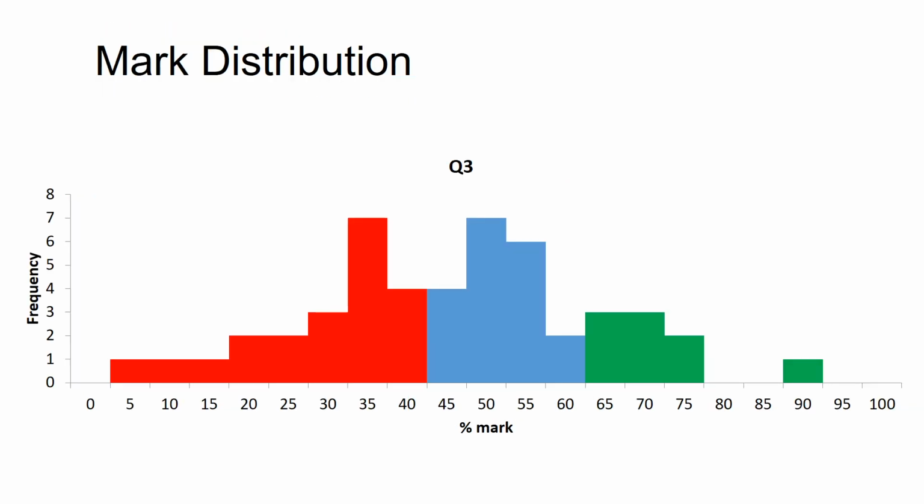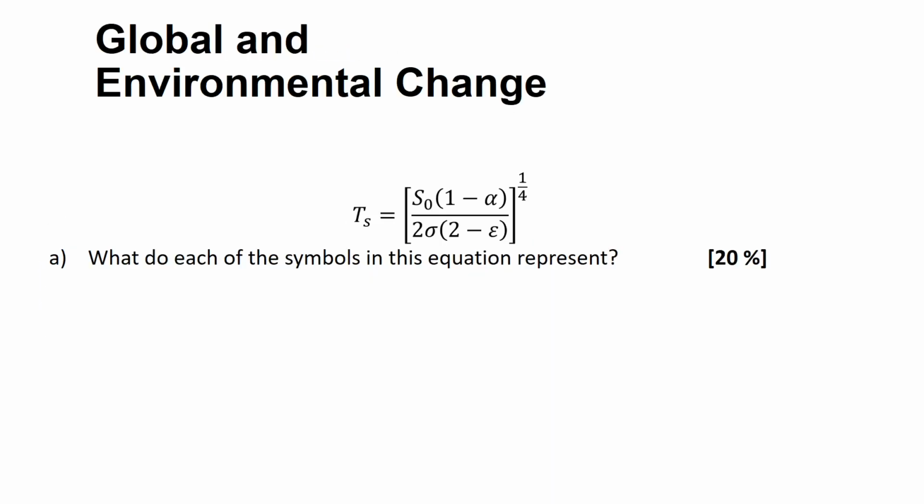I'll show you this mark distribution again, because I forgot I put that in the presentation. But here it is in a slightly wider version. Some good, some okay, some not so good. So don't be a red person. Okay, so back to the question. What do each of the symbols in this equation represent?